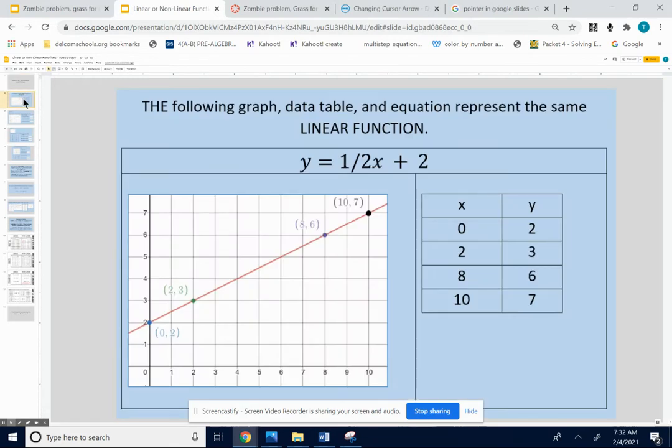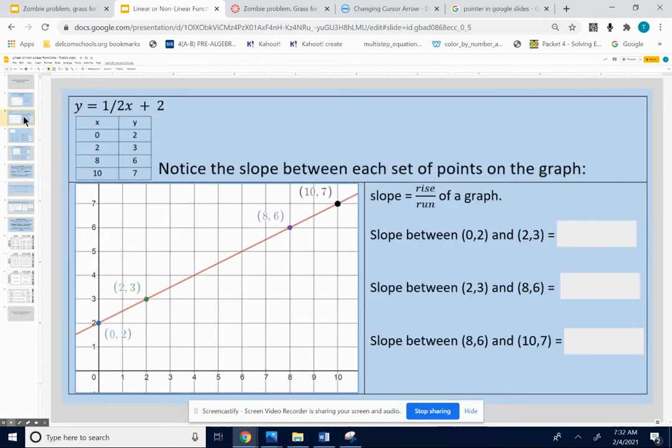I first wanted to look at linear functions for a bit. A linear function is just a line, and we've been doing these all year. Here's an example of an equation of a linear function, its graph, and its data table. This is all three pieces of this linear function. Just as a reminder, the slope between points on a graph of a line is always the same. And I know you know that, but this is just review.